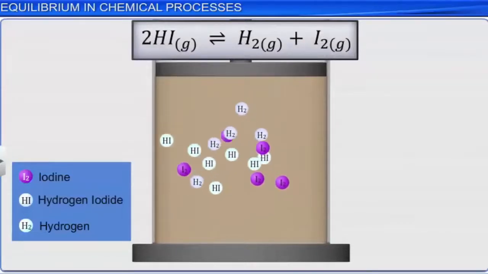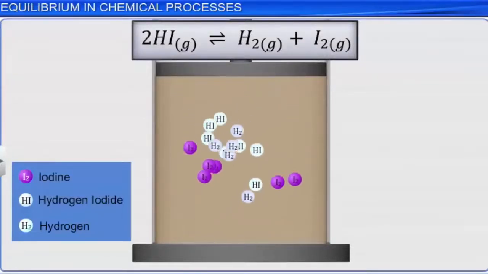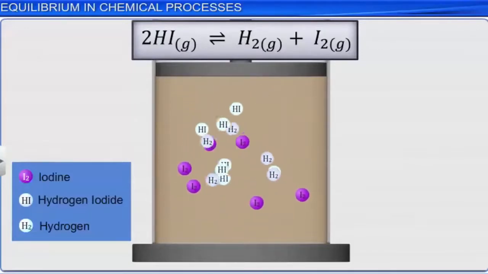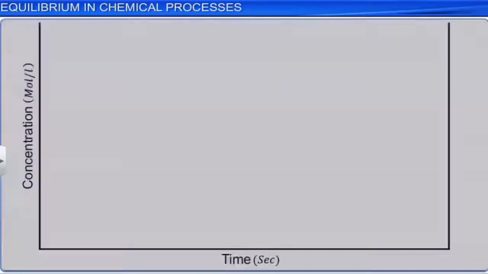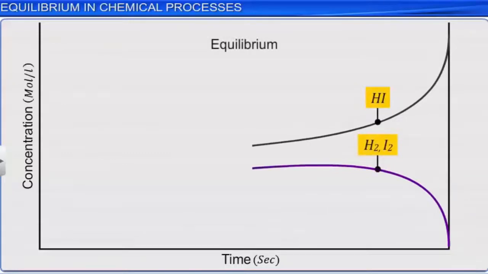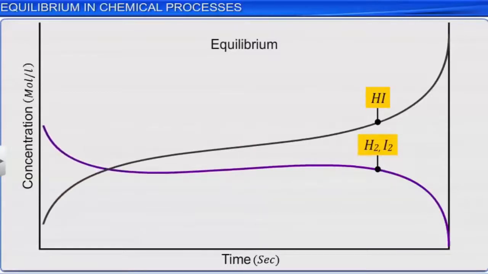Hence, the same state of equilibrium can be reached even if we start with hydrogen iodide alone. In this case, the concentration of hydrogen iodide will decrease and the concentrations of hydrogen and iodine will increase until they become constant at equilibrium. The attainment of equilibrium from either side can be shown in the form of a graph.